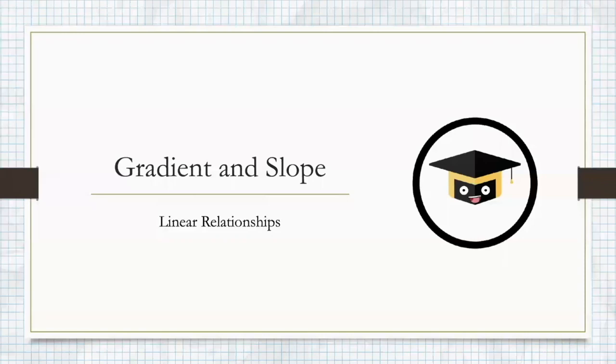Hello and welcome to the second video in our Year 9 coordinate geometry series. In our first video, we covered the distance formula and the midpoint formula, and today we'll be looking at the gradient, otherwise known as slope.